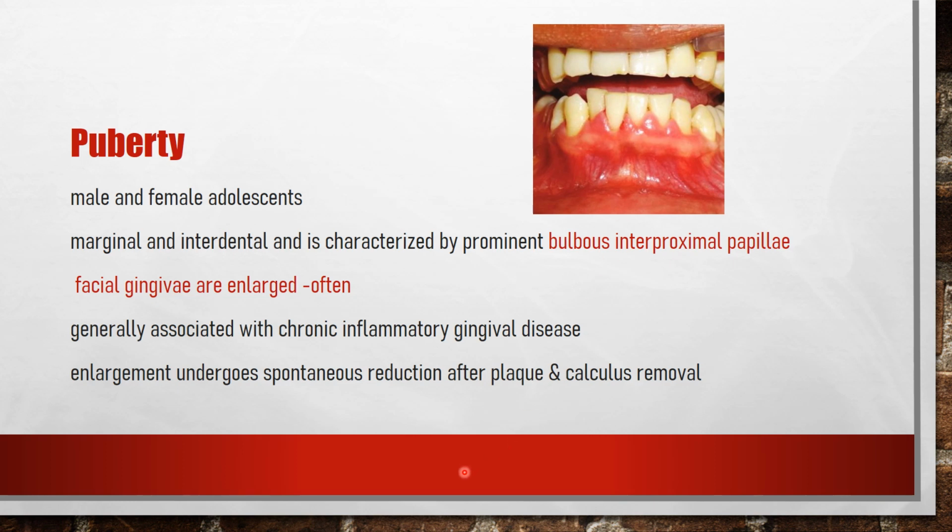Facial gingiva are often enlarged. It is generally associated with chronic inflammatory gingival disease. The enlargement undergoes spontaneous reduction after plaque and calculus removal. So this is mainly associated with puberty associated gingival enlargement. You can see in the diagram the bulbous interproximal papilla.